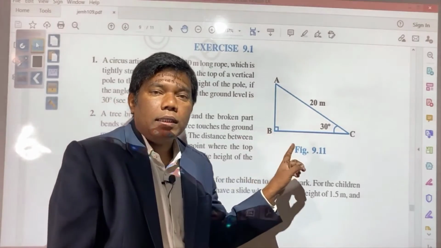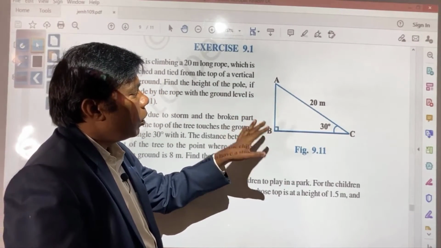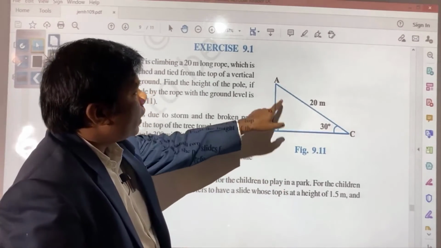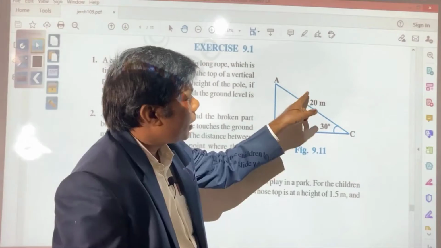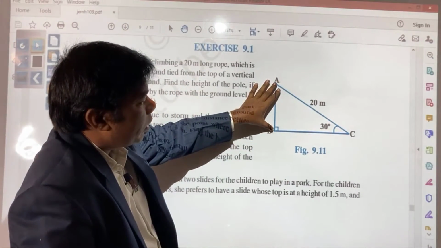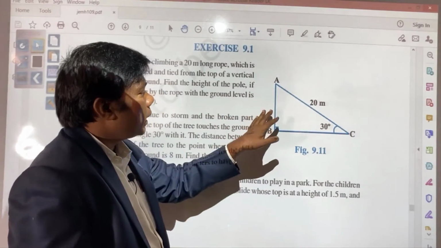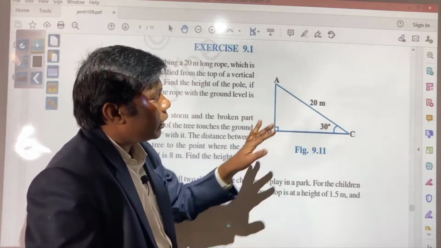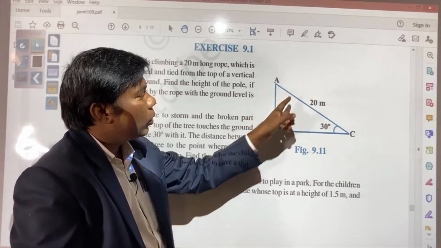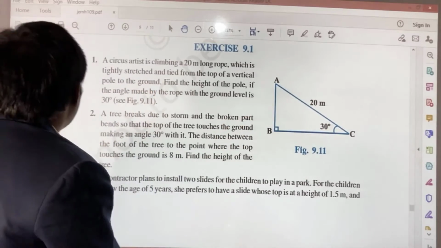Last week while explaining I told you how you will know which trigonometric ratio to take. Here you see AC has been given, it means the hypotenuse has been given. You need to find the perpendicular. So look at the P and H relation. You can take either sine or cosec. H has been given, P can be found out. So let's see how we will solve this.